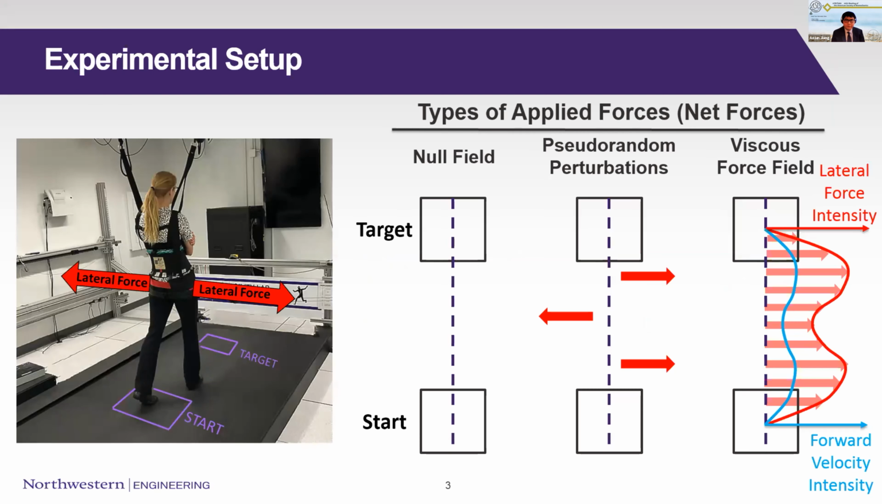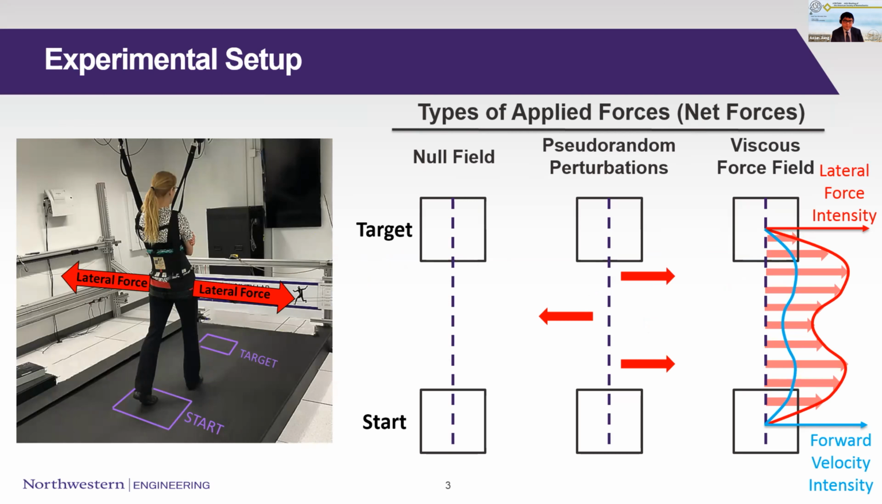We performed the following experiment to investigate this problem. The participant wore a snug harness around their waist and attached bilaterally to a cable-driven robot used to apply laterally directed forces of varying magnitude. Three types of forces were applied to the participant. No forces were applied in the non-field.